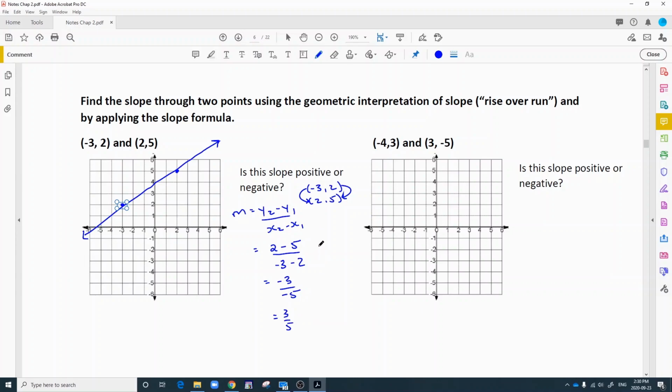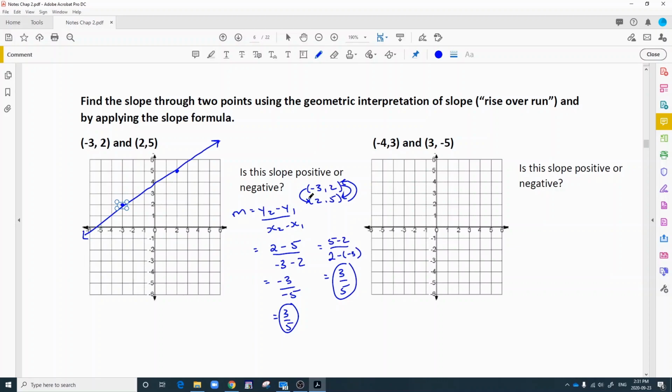If I did it with my points the other way around, it would be 5 minus 2 over 2, take away -3, which would give me 3/5. I get the same slope. So it doesn't matter which point you make x1, y1 and which point you make x2, y2, as long as the one that you subtract from is the one you subtract from when you're talking about x's and y's.